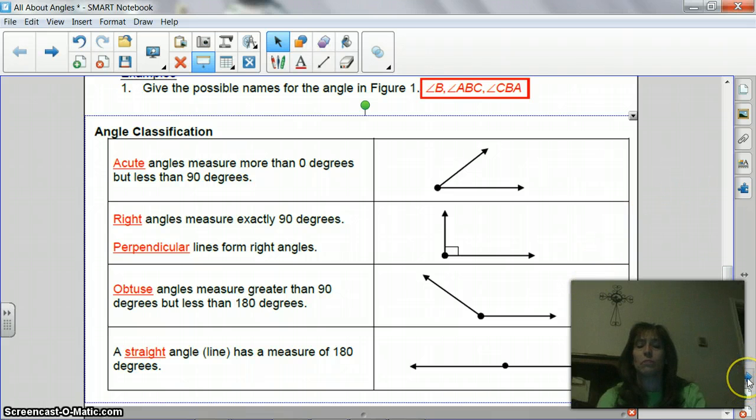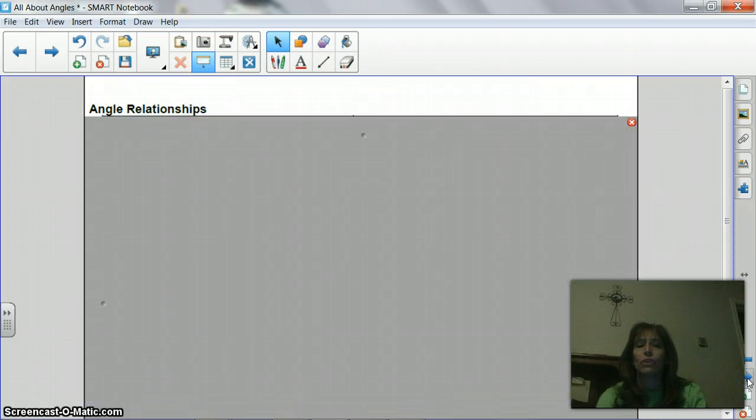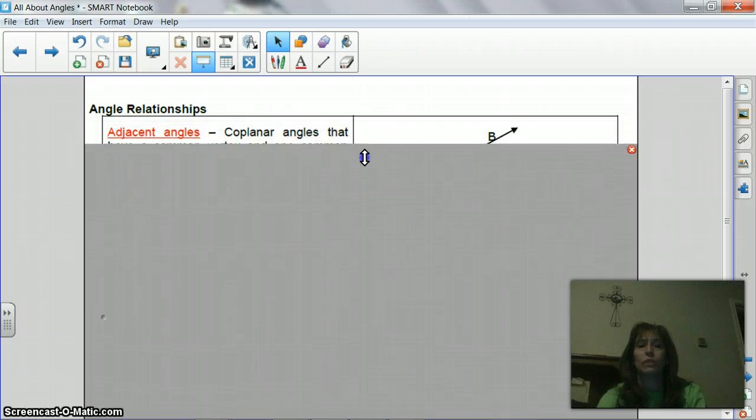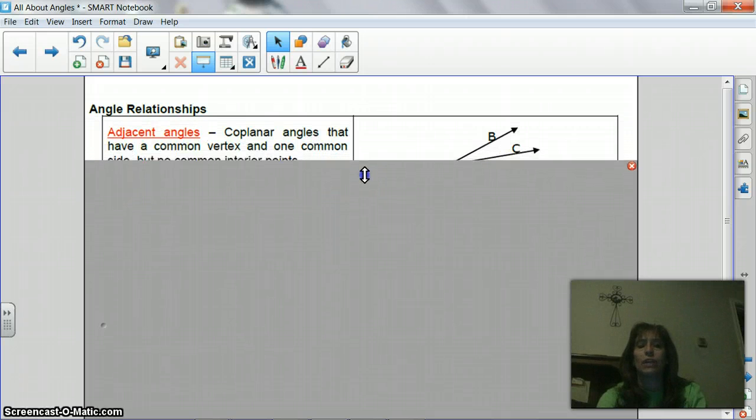I want you to flip over to the back of your notes and let's do the second half. Now, the first half was angle classifications. Those were pretty familiar to you, I hope. This next set is angle relationships. And here's the first one. The first one is adjacent angles.